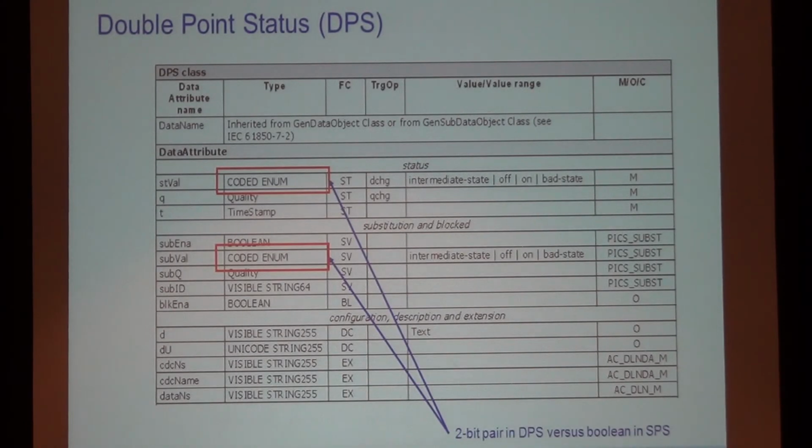So look at a double point status, where before we were dealing with a Boolean on-off status value. Here, for a double point status, you have 2 bits to represent the status. Typical, for instance, for a circuit breaker: intermediate, off, on, and bad. So the value, instead of being a Boolean, is what's called a coded enumerated, and it's a 2-bit pair. So you end up with 4 values.